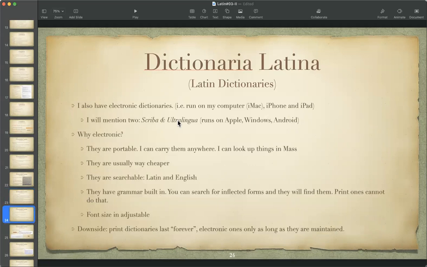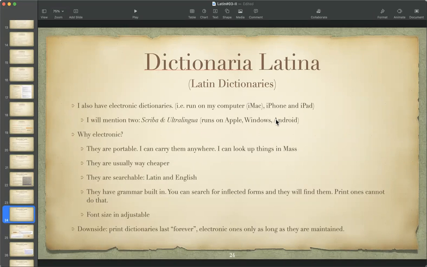Now, these are the ones I really wanted to talk about. I have electronic dictionaries, i.e. they run on my computer. And I'm an Apple all the way. I have an iMac, an iPhone, and an iPad. I'm going to mention two, Scriba and Ultralingua. They run on Apple, they run on Windows, they run on Android. I'm not saying get these. I'm saying these are examples of something you might want to get.